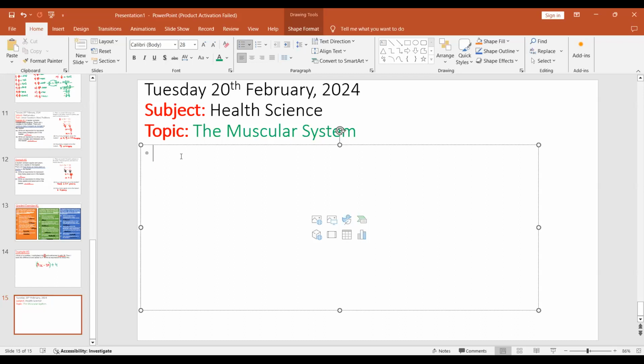How about your heart? Is your heart a muscle? Yes, sir. Your heart is a muscle. So the muscular system helps your heart to do what? Pump blood. It helps the heart to beat. And in turn, it helps what? It helps the blood to do what? It's a C word. Circulate. Very good. Helps the blood to circulate.